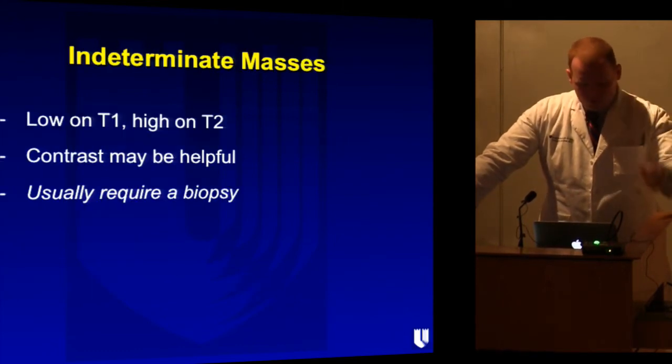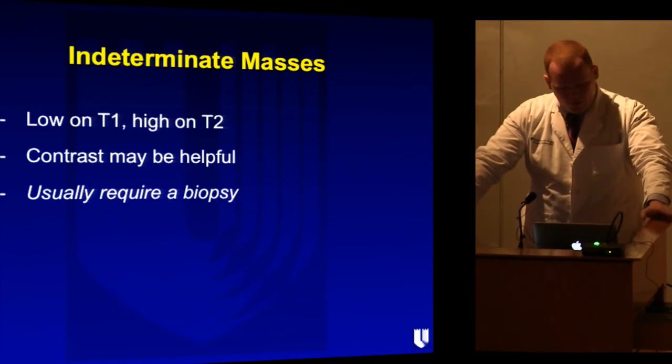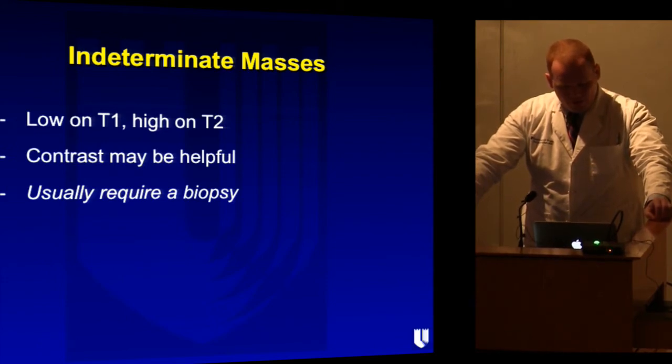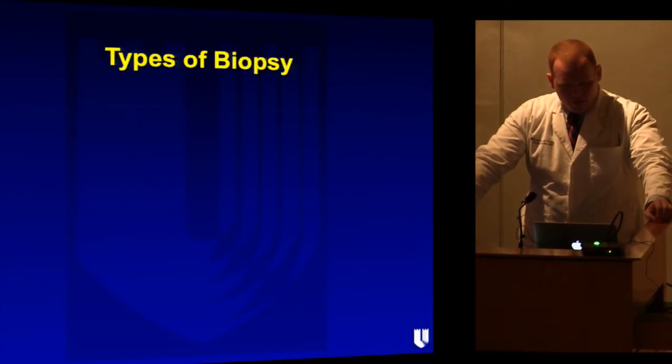Though 17 to 31% can be confidently identified, most masses will require further investigation beyond MRI for a definitive diagnosis. These masses often have a low signal on T1 MRI and a high signal on T2. Contrast may help, again, further distinguish characteristics of these masses, but they'll usually require a biopsy.